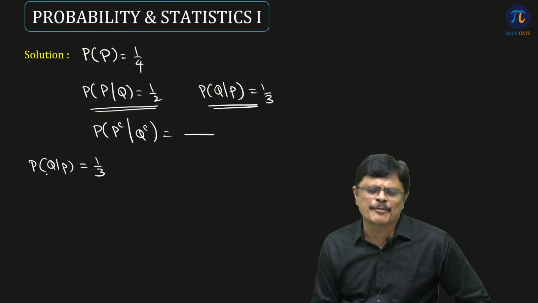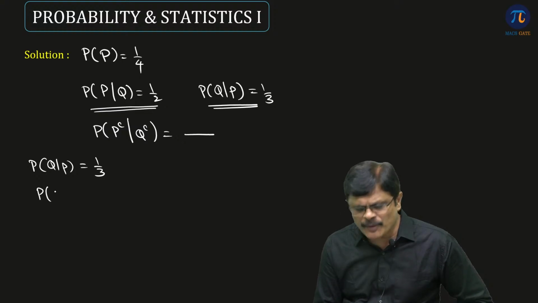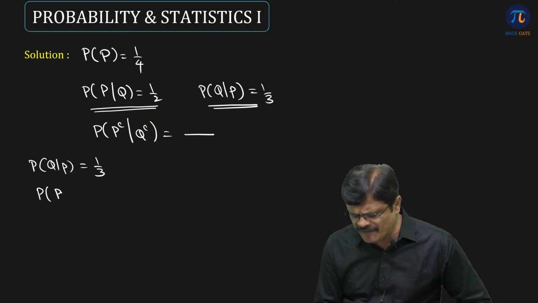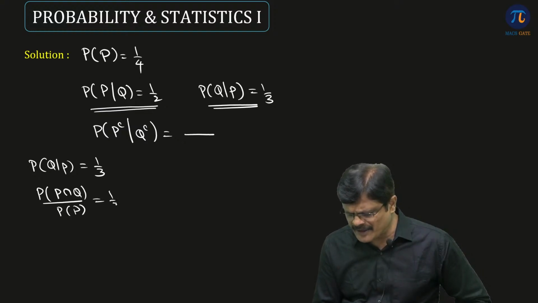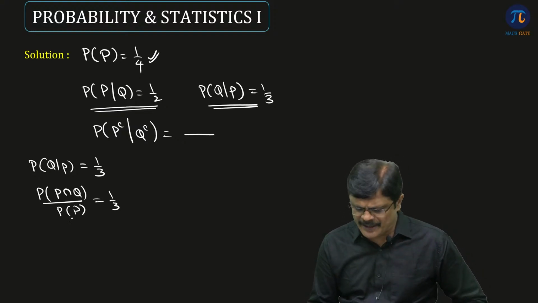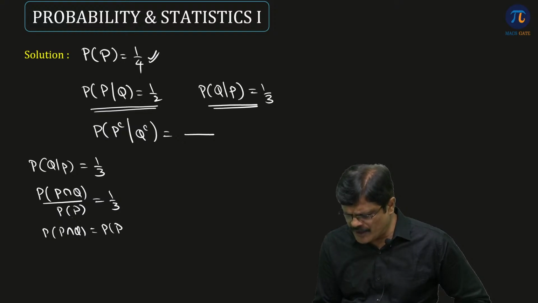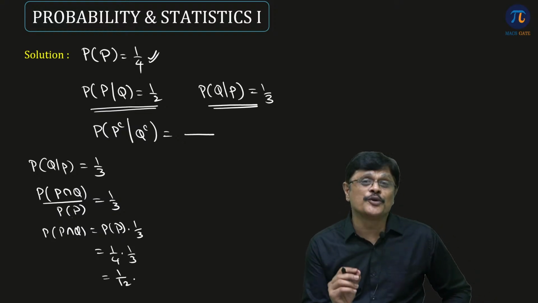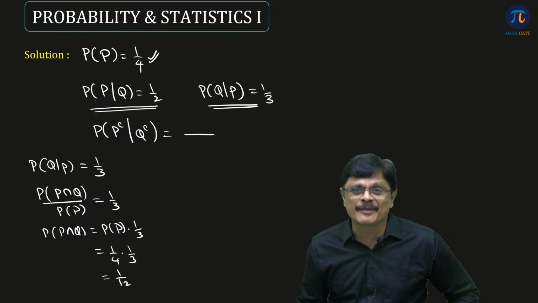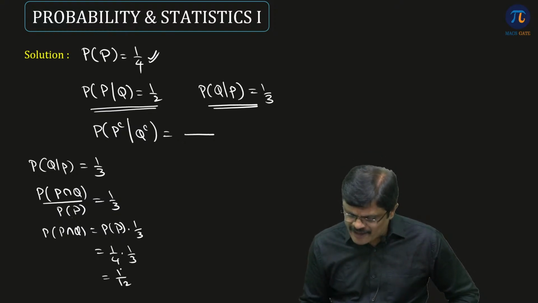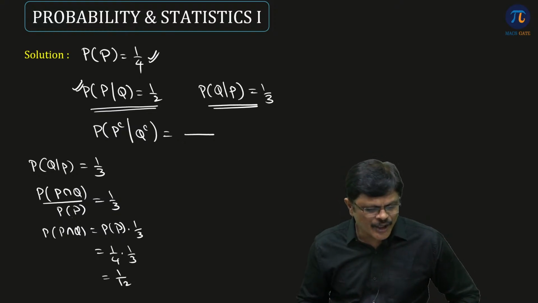But by definition, what is probability of Q given P? It is probability of Q intersection P, or probability of P intersection Q, upon probability of P, which is equal to 1 by 3. But you already know probability of P, which is 1 by 4. Substituting this, probability of P intersection Q is equal to probability of P into 1 by 3, which is 1 by 4 into 1 by 3, which is 1 by 12. So now we know probability of P intersection Q. Now make use of this.